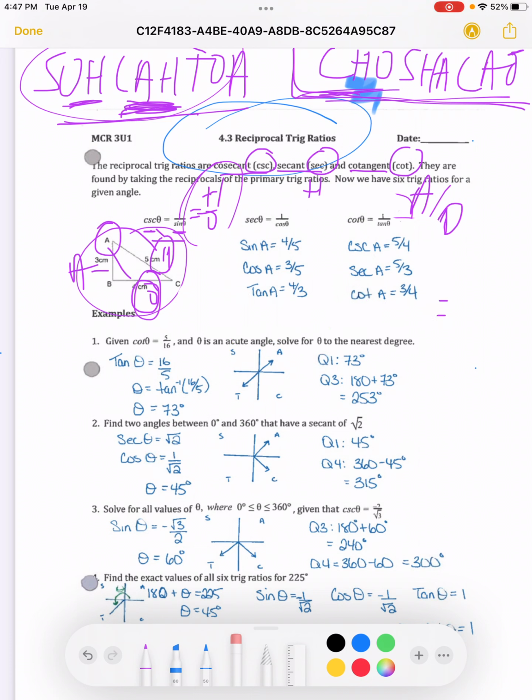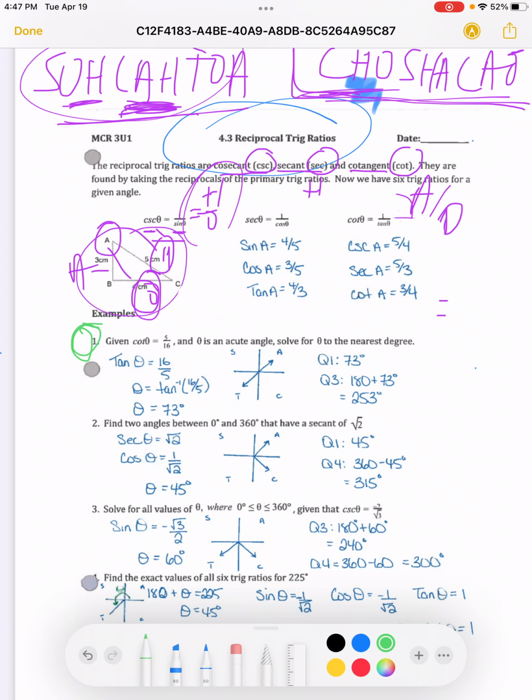All right, now what? Let's go with a nice green. Number 1. If cotangent theta is 5 over 16 and theta is an acute angle, solve for theta to the nearest degree.